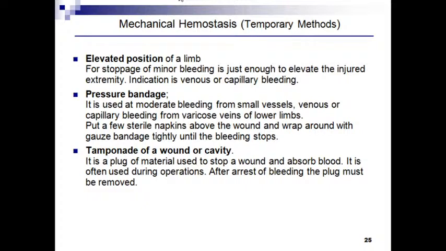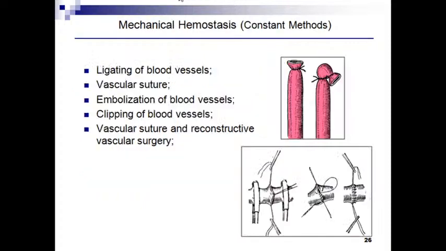Tamponade of a wound or cavity. Tampon is a hemostatic plug, a plug of material used to stop a wound and absorb blood. It's often used during operations, and after arrest of bleeding, the plug must be removed. Constant methods of mechanical hemostasis mean surgical operation. Few types of surgeries. First type, ligating of blood vessels by surgical threads. Vascular suture, circular suture, or another type, side suture.